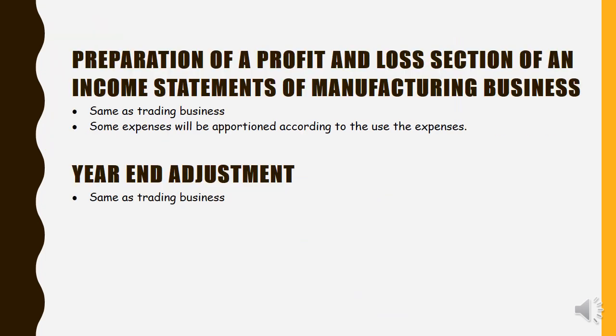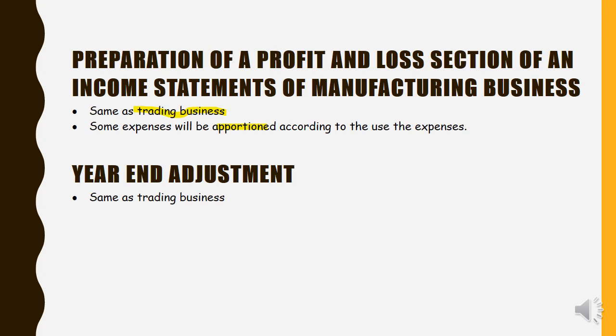Now we see the preparation of the profit and loss section of the income statement of a manufacturing business. Nothing much. It is exactly the same as a trading business. You remember gross profit plus other income minus other expenses, you get profit for the year. But remember, some expenses will be apportioned, which means they will be divided between the office and factory. The ones for the factory will go to the manufacturing account. The expenses for the office will go to the income statement.